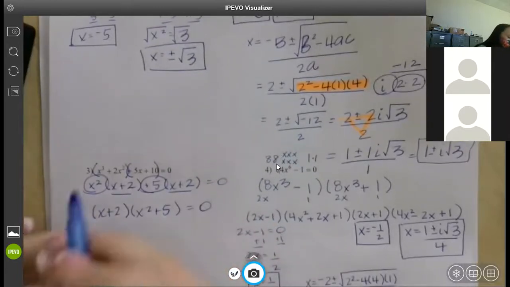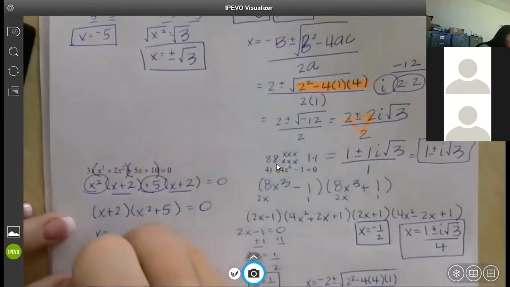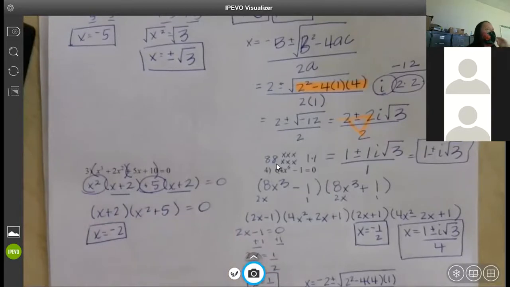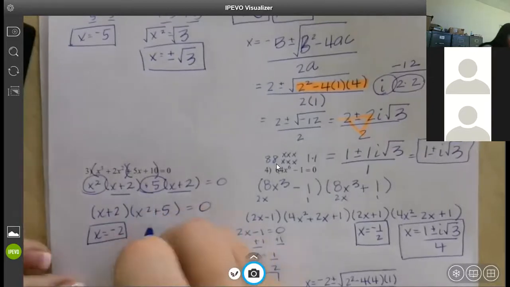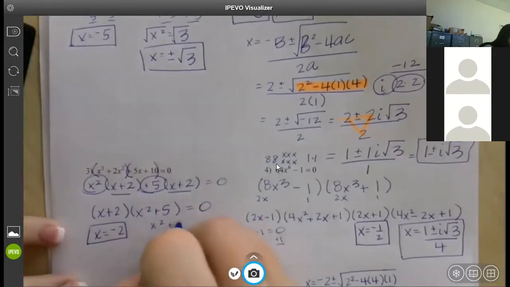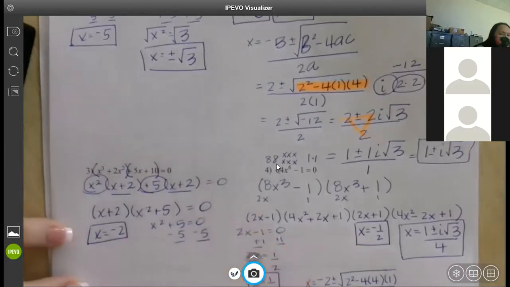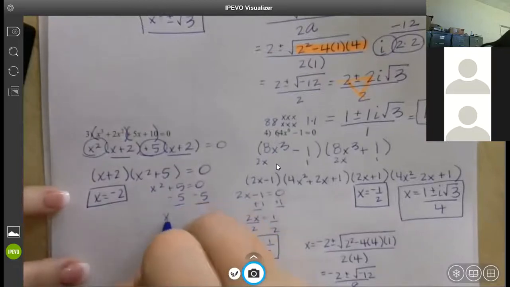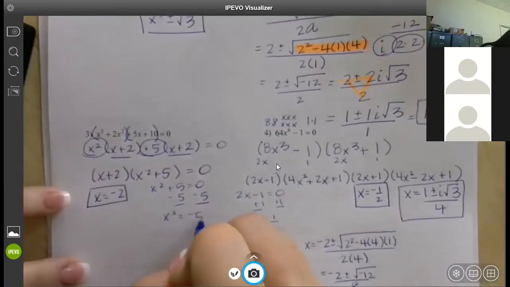Now it's just solving them. X plus 2 is going to be -2. You don't have to show the work on that, or you can. It's up to you. The second one, you're probably going to have to show your work, so we're going to subtract 5. We get x squared equals -5.